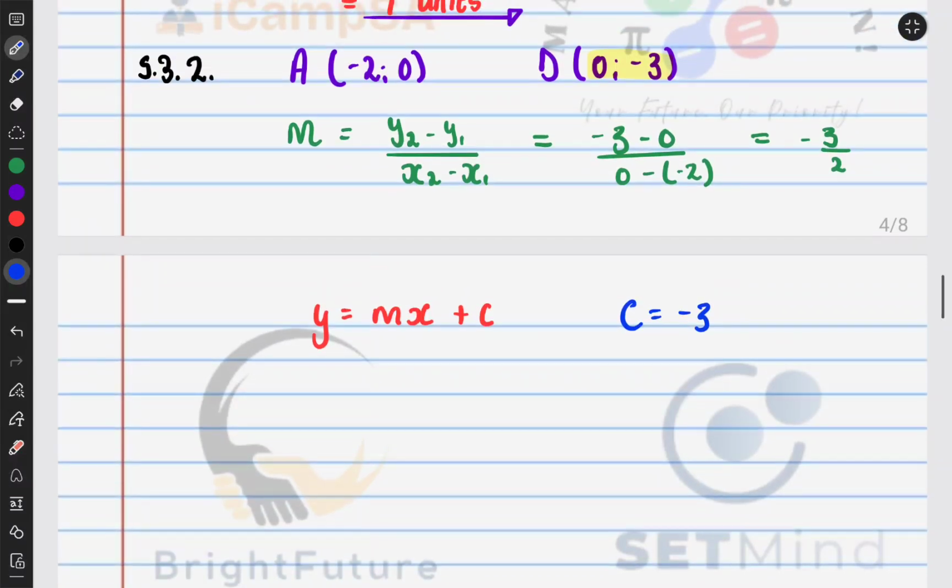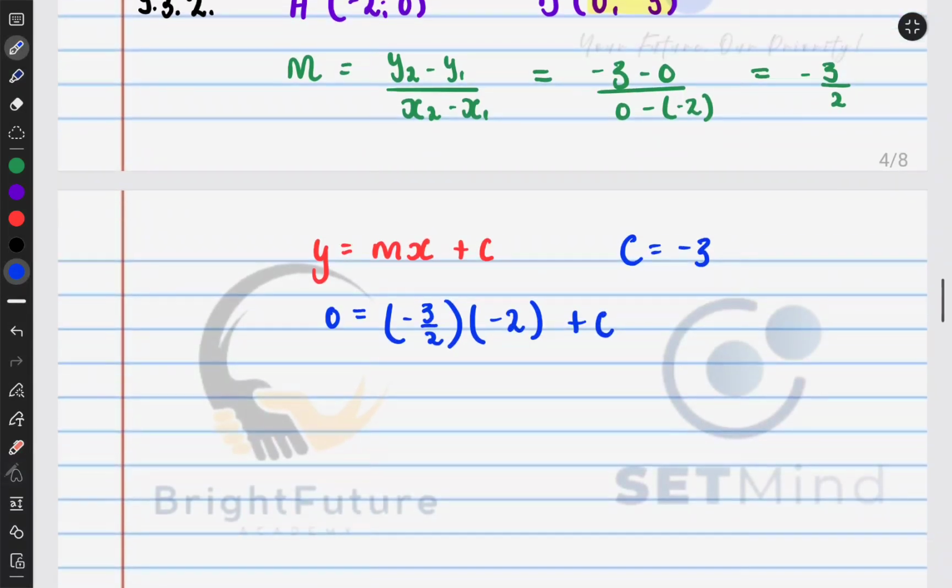what you do in order to find c, we can take any of the coordinates and solve for the value of c. Let's also do it with that method. Let's take coordinate A. With coordinate A, we have 0 is equal to, what's the value of m, negative 3 over 2 multiplied by x, which is negative 2, plus c. Negative 3 over 2 times negative 2 is just going to be a positive 3. We take it to the other side. c is equal to negative 3.